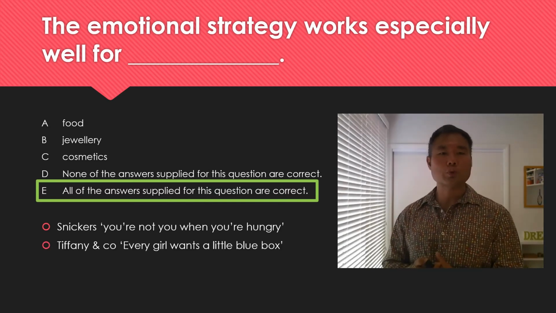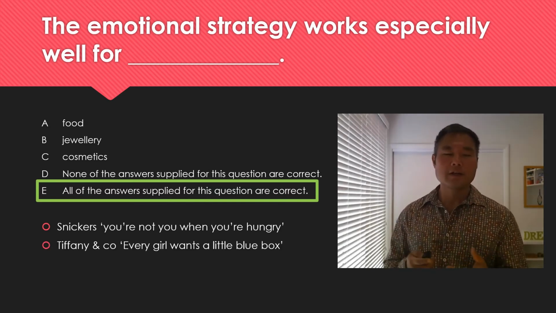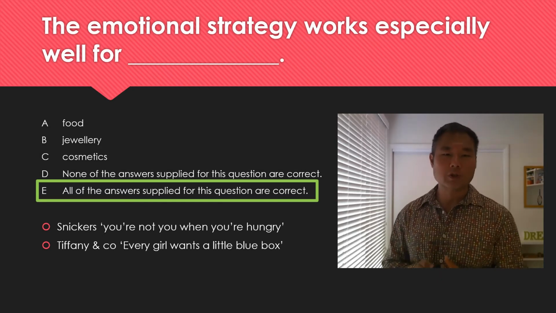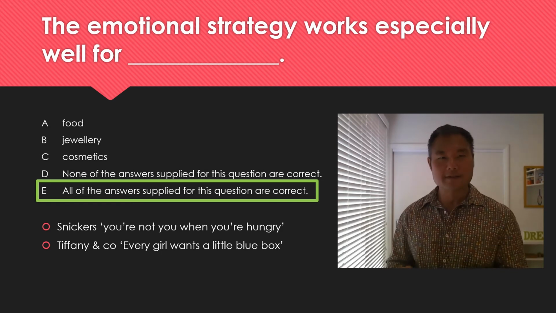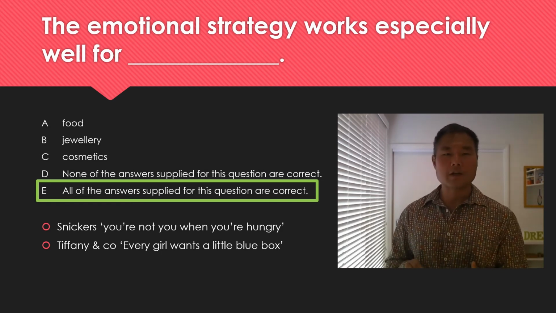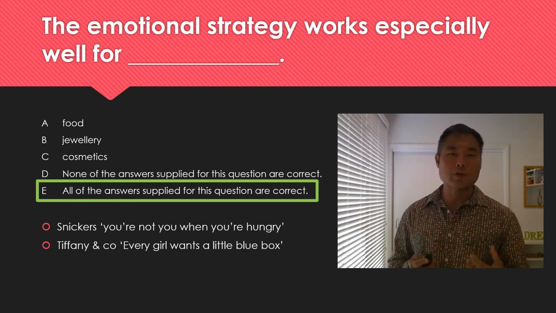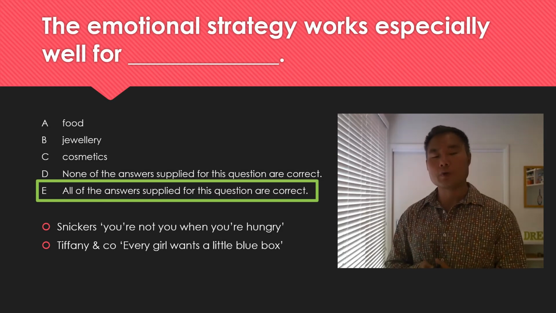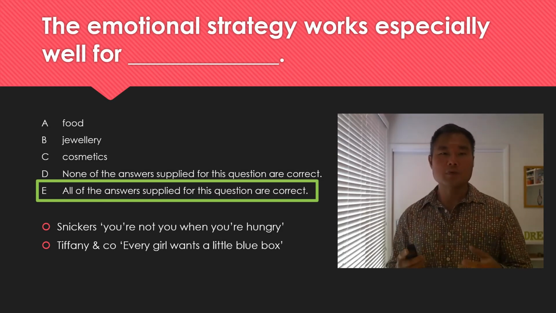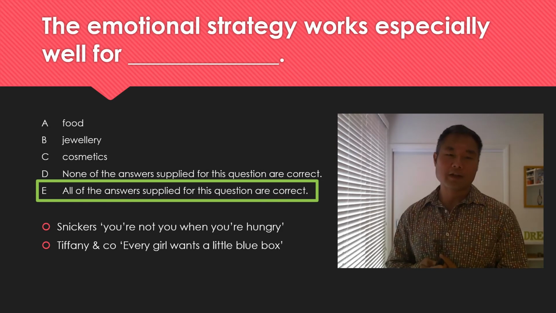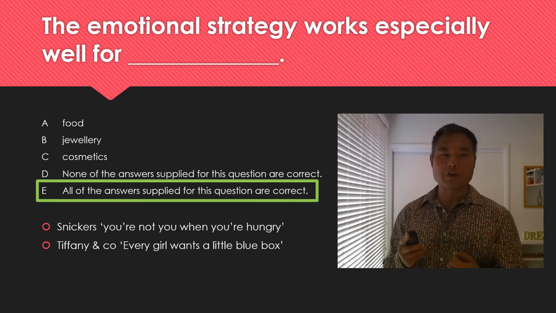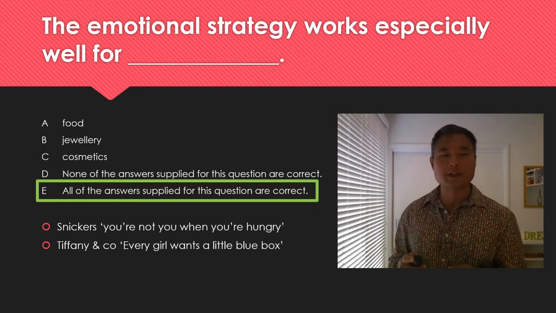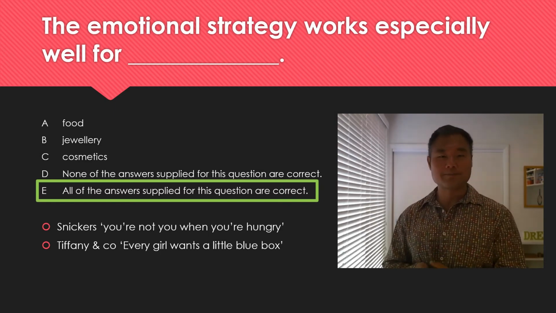Tiffany & Co., a jewelry company. This is another example of an emotional strategy. Every girl wants a little blue box, which is one of their slogans. So once again, this is promoting nothing unique about the jewelry manufacturer. So it's not a USP, unique selling proposition strategy. It's really building up that emotional affect. This feeling of want, of desire, of wanting to give someone a gift that really makes them delighted.